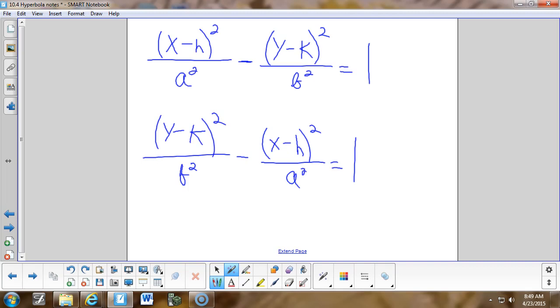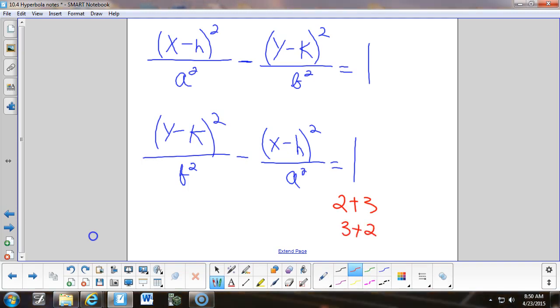One significant difference, though. With the ellipse, we all know that 2 plus 3 is the same thing as 3 plus 2. It doesn't matter what order you add things in. But with the hyperbola, because it's a subtraction problem, it makes a difference. The order in which you write them matters.